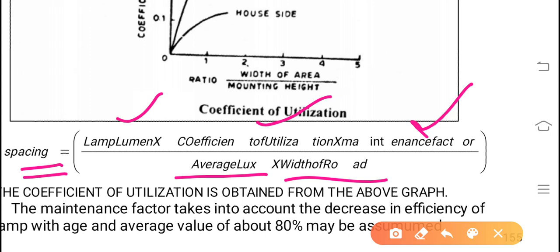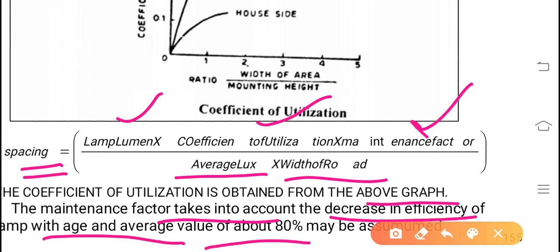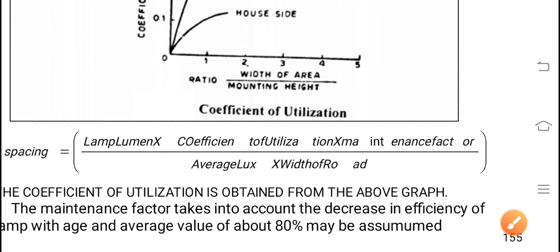The coefficient of utilization is obtained from the above graph. The maintenance factor takes into account the decrease in the efficiency of the lamp with age, and an average value of about 80% may be assumed.